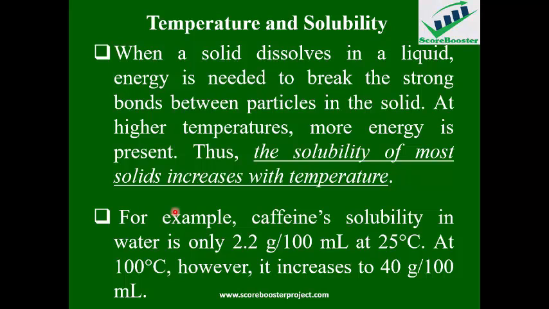The example is that of caffeine in water. At 25 degrees, only 2.2 grams is dissolved in 100 ml of the solution. When the temperature increases to 100, the solubility increases to around 40. That is more than 20-fold increase just by raising the temperature from 25 to 100. That is like a 4-fold temperature increase producing an effect of around 20-fold.